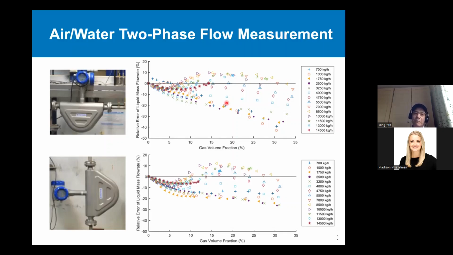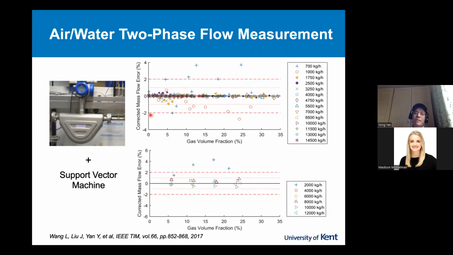Then we can deploy established models to reduce that. So this is the traditional Coriolis flow meter plus data-driven models based on support vector machine alone. You can see the error is reduced significantly. In most cases, the relative error is within plus or minus 1%, 1.5%. We published results in this paper 5 years ago. If you are interested, you can refer to this paper.